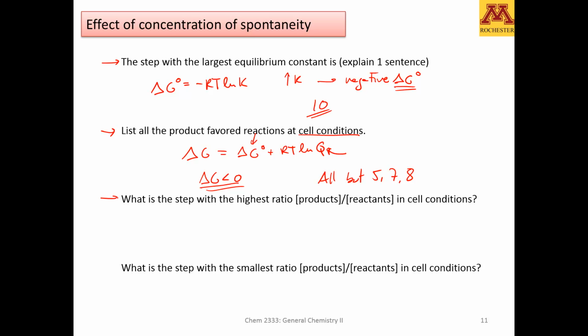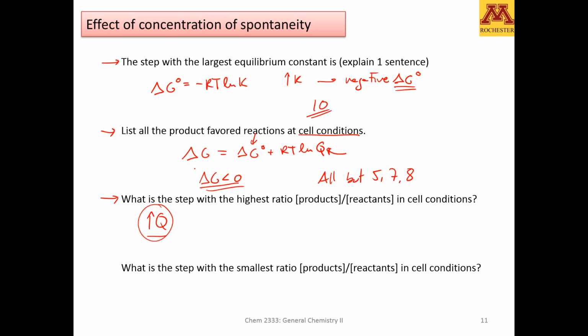Now let's get a little bit trickier here. What is the step with the largest, highest ratio? It's asking, so the higher the ratio, the larger the Q. So it's asking which of the steps has in the cell the largest Q. Again, the cell can, through different indirect ways, control the concentrations of different metabolites in the cytoplasm or in any other place in the cell. Therefore, we're being asked what is the step with the highest Q.